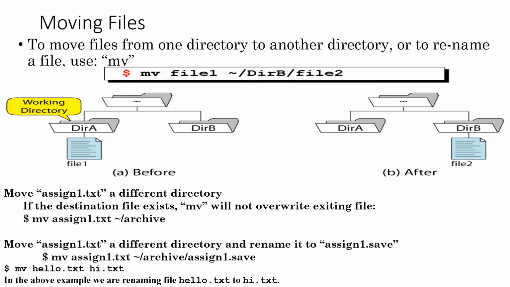Move assign1.txt to a different directory and rename it assign1.save. That is, mv assign1.txt to assign1.save: move assign1.txt to the archive directory as assign1.save. If assign1.txt is not there, then you transfer it to the subdirectory archive as assign1.save. The file name is changed from .txt to .save.